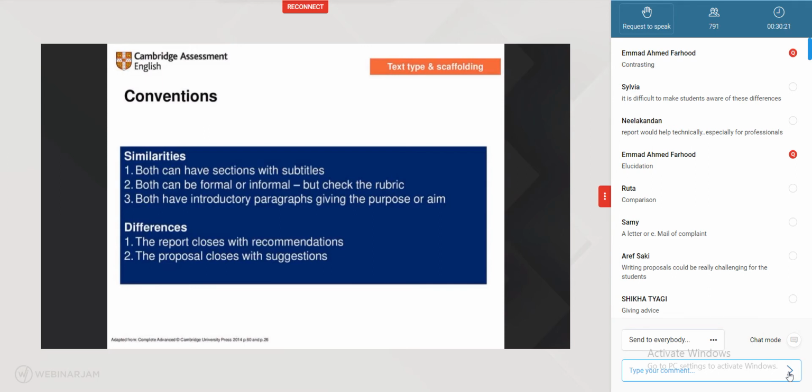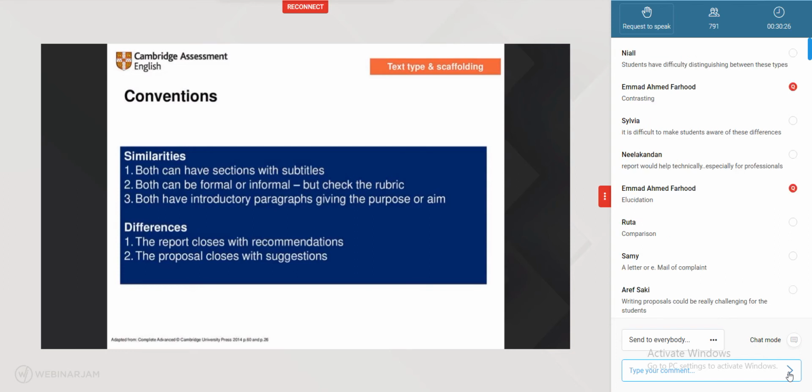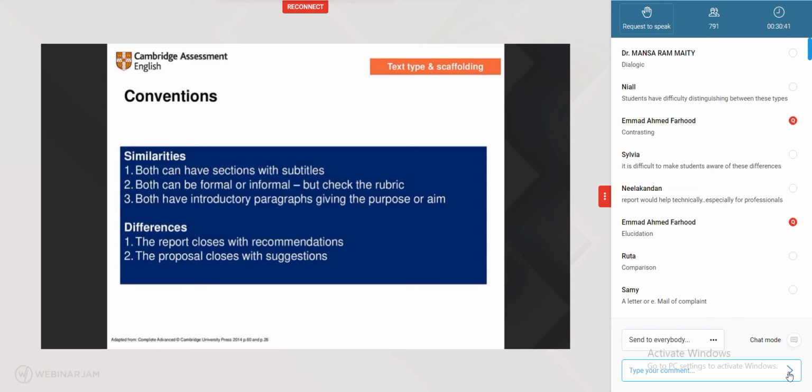They can be formal or informal. This would depend on the rubric, I think. Obviously, if it's within a professional setting or an academic setting, within the rubric that's set up by the task type, that should inform that. And they both have an introductory paragraph giving the purpose or the aim of the text, but there are differences. The report closes with recommendations, whereas the proposal closes with suggestions. Also, the function, the purpose that they serve, is different.